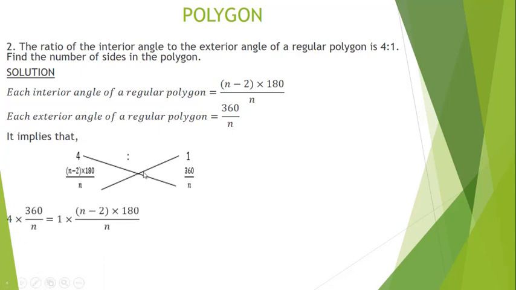So when you do that, we have 4 multiplied by 360 over n equals 1 multiplied by (n minus 2) times 180 over n. By the time we simplify this, 4 times 360 will give us 1440 divided by n, and 1 multiplied by this will give us (n minus 2) times 180 over n. Now in mathematics, when you have an expression of this nature, provided this and this are the same, you can cancel them out. If this is 2n and this is 2n, they can cancel out. If this is n squared and this is n squared, they can also cancel out. So in this case, this n will cancel out this n, and we'll be left with 1440 equals (n minus 2) times 180.